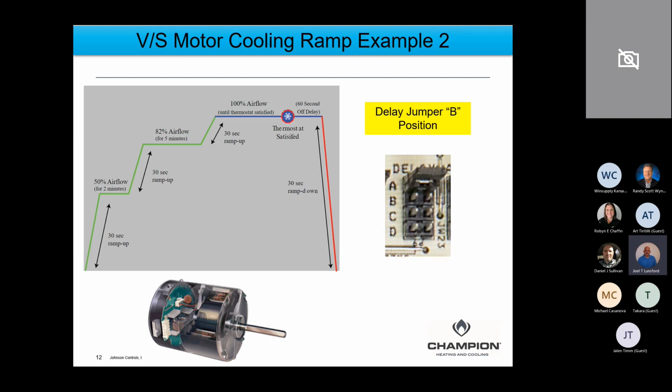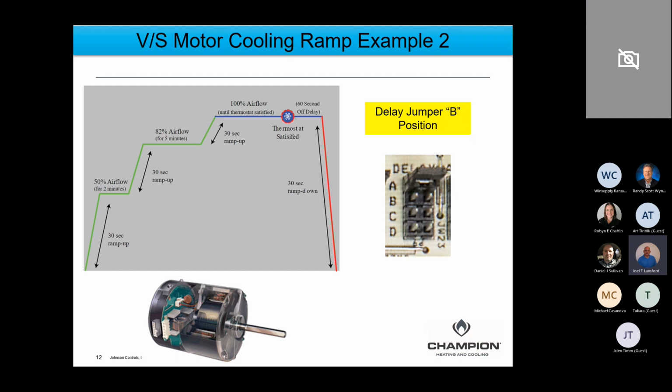So what happens is on a call for cool, the motor takes 30 seconds. It'll ramp up to 50% airflow. And so you'll notice that 50% airflow. Now, please remember, everyone, in the cooling mode of operation, anytime you have lower airflow, it starts really wringing moisture out of the air. So the slower the air, the more humidity you remove over a period of time. So a colder evaporator coil, lower airflow.